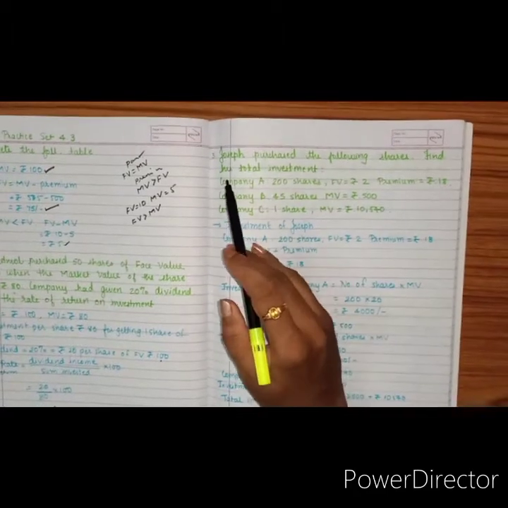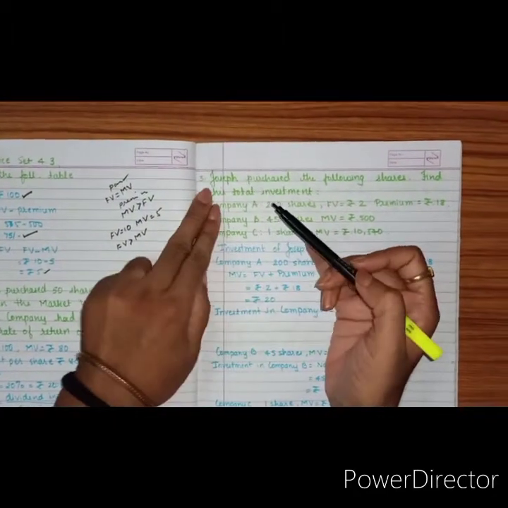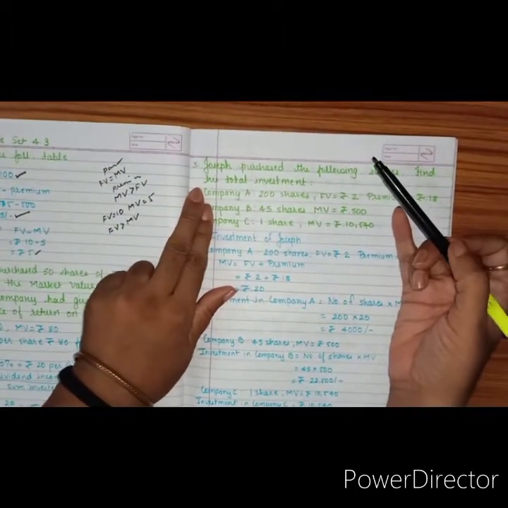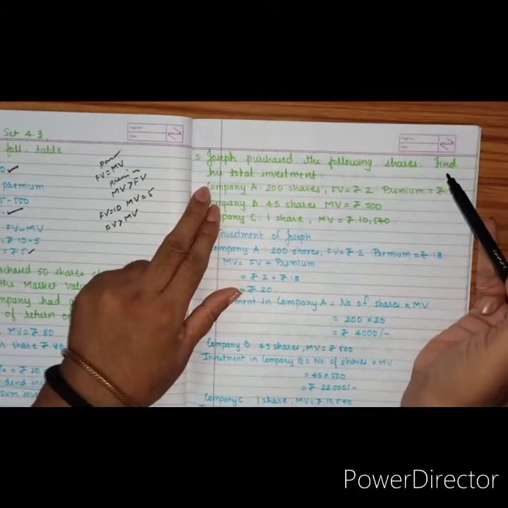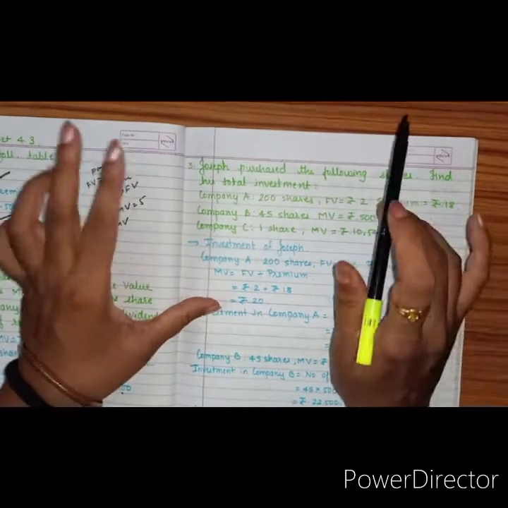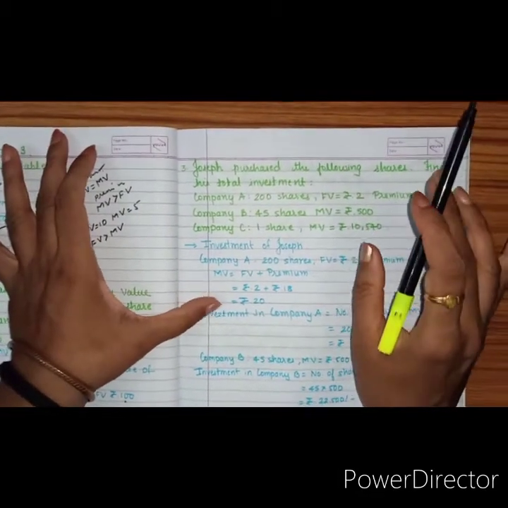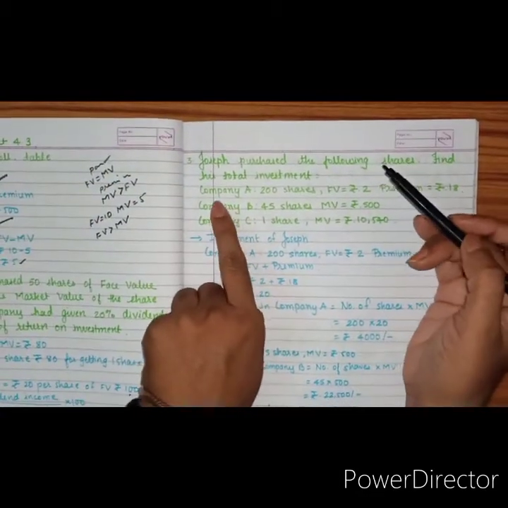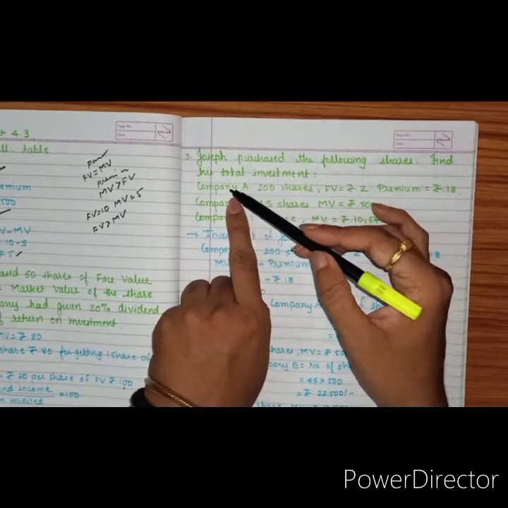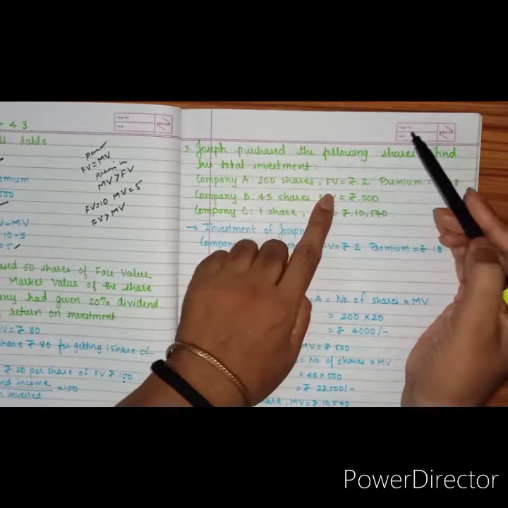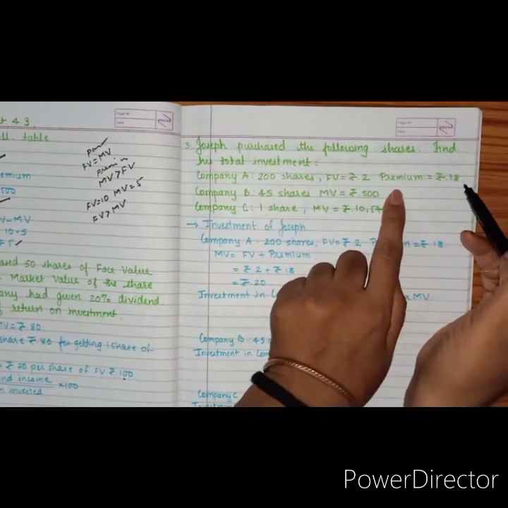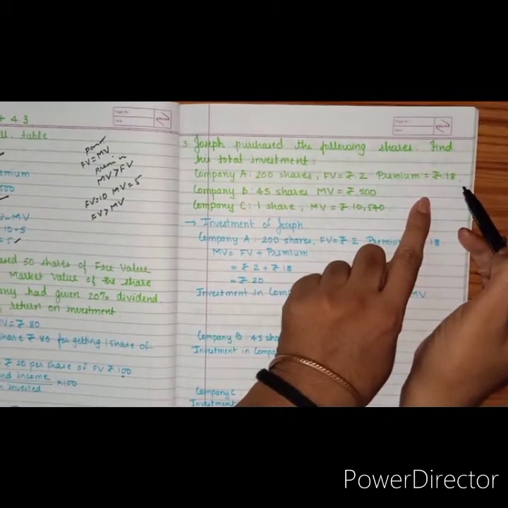Let us move further to see example number 3. Joseph purchased the following shares. Find his total investment. You need to find total investment. Now understand, from company A, he has purchased 200 shares, whose face value is rupees 2 and premium rupees 18.